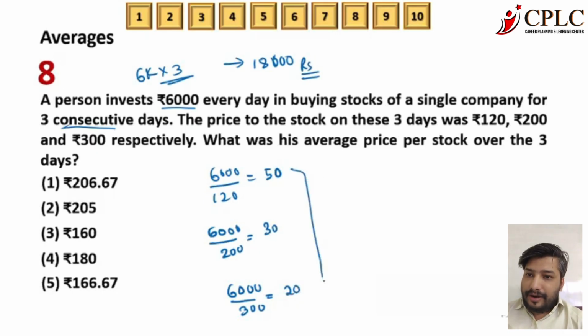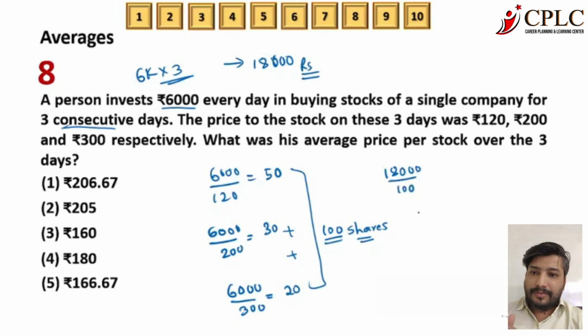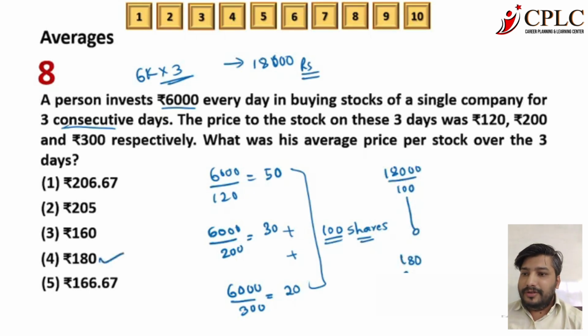Right? If I add all these 3, that is going to be my number of shares, which is going to be 100 shares that I have purchased over the 3-day period, and total I have invested 18,000. So 18,000 is my investment. I have 100 shares, 50 plus 30 plus 20. I think the answer is 180 rupees as my average price of the stock, which is answer option 4.